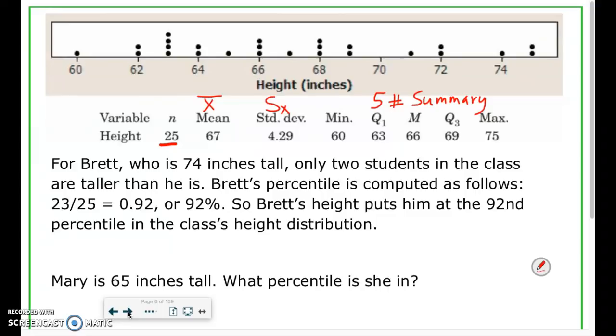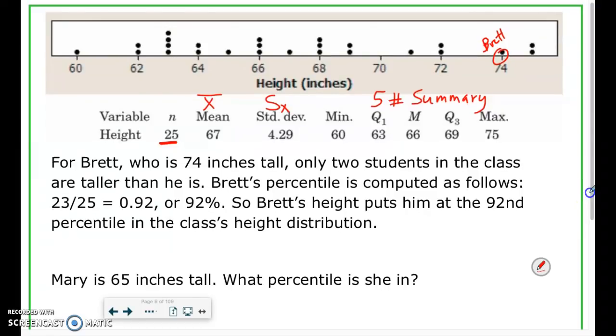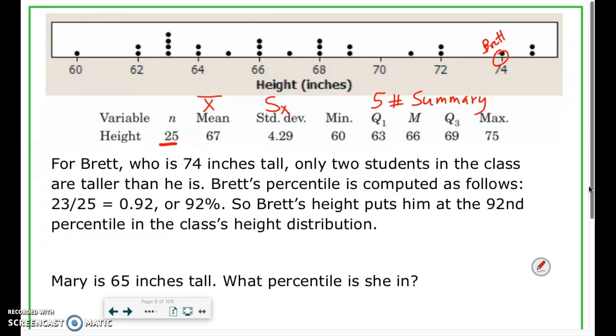All right, so Brett, he's 74 inches tall. And only 2 students in this class are taller than he is. Okay, so here's Brett. And here's the 2 people who beat him in height. Brett's percentile is computed as follows. 23 divided by 25 equals 0.92 or 92%. So Brett's height puts him at the 92nd percentile in the class's height distribution.